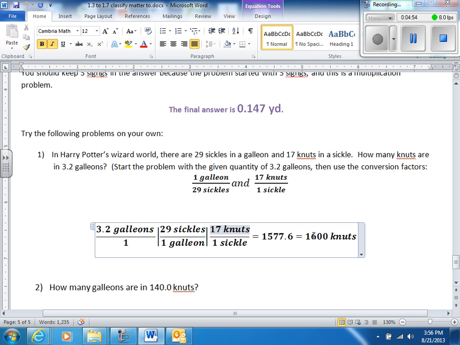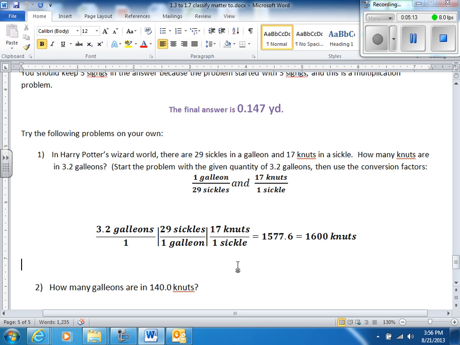Now this 1600 is ambiguous about whether it's 1, 2, 3, 4, or only 2 sig figs. When there's no decimal showing, those trailing zeros are ambiguous, so it's much better to write this in scientific notation to clarify how many sig figs you really are suggesting. This would be 1.6 times 10 to the third newtons. And now we are no longer ambiguous.